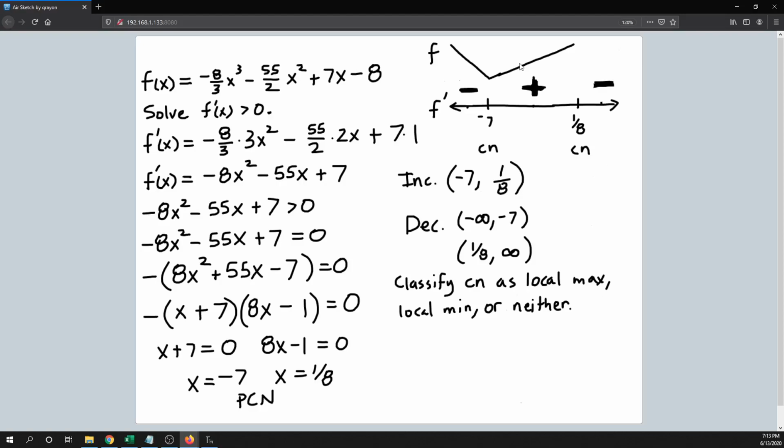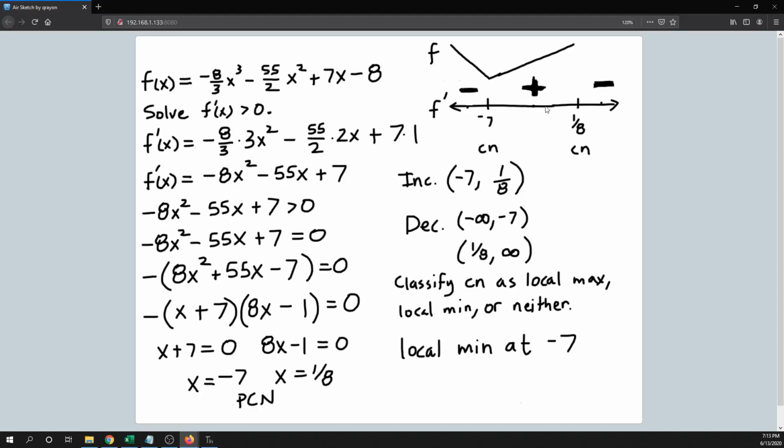So that means that you have a local low point right here if it's decreasing and then increasing. So that means that there is a local min at -7. Okay, so that one is classified. Next up is the other critical number, +1/8.